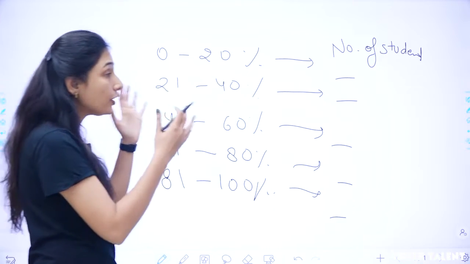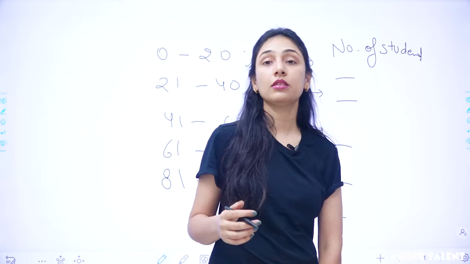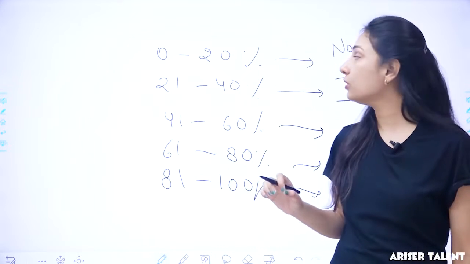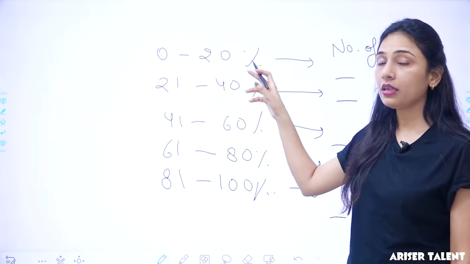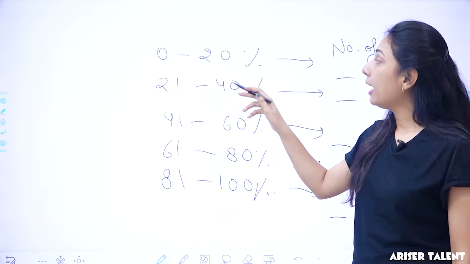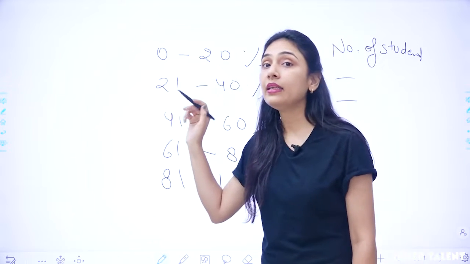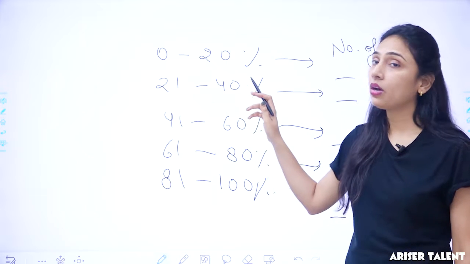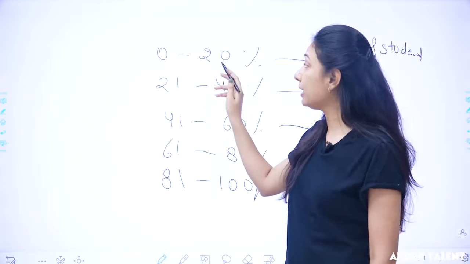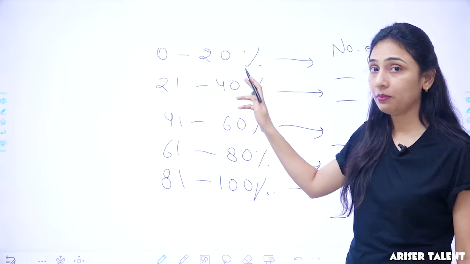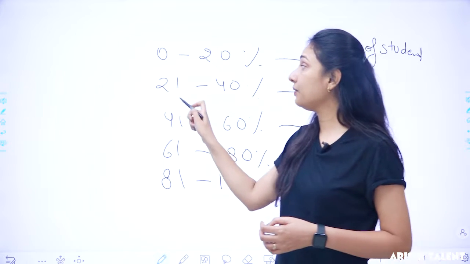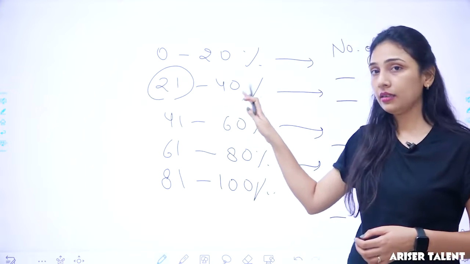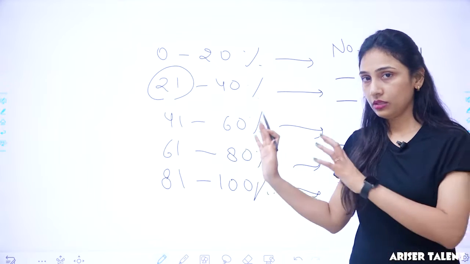So here we grouped the percentage. The student who's getting 1% will be counted here, and also the person who's getting 19% will be counted here, okay, and who's getting 20% will be counted here, but as it will be having 21%, it will be counted here. So is it clear to you?